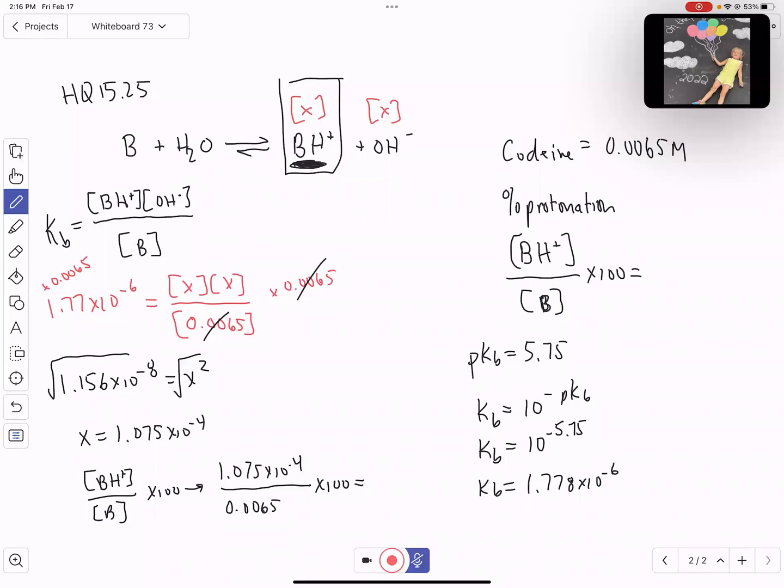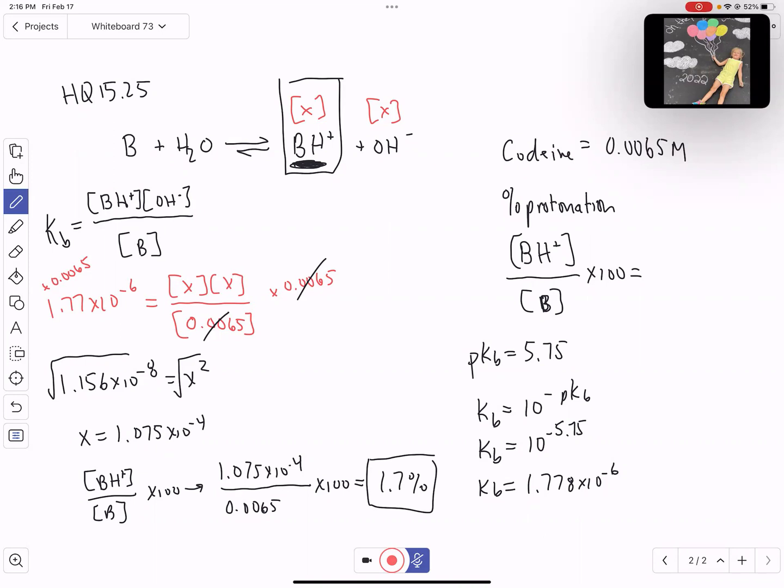So divide that by 0.0065 and multiply that by 100, and I get a percent protonation of something like 1.7% for that base. We did a very similar problem in class, except we did this calculation for an acid. It was just percent ionization. So we can do the same calculation for a base.